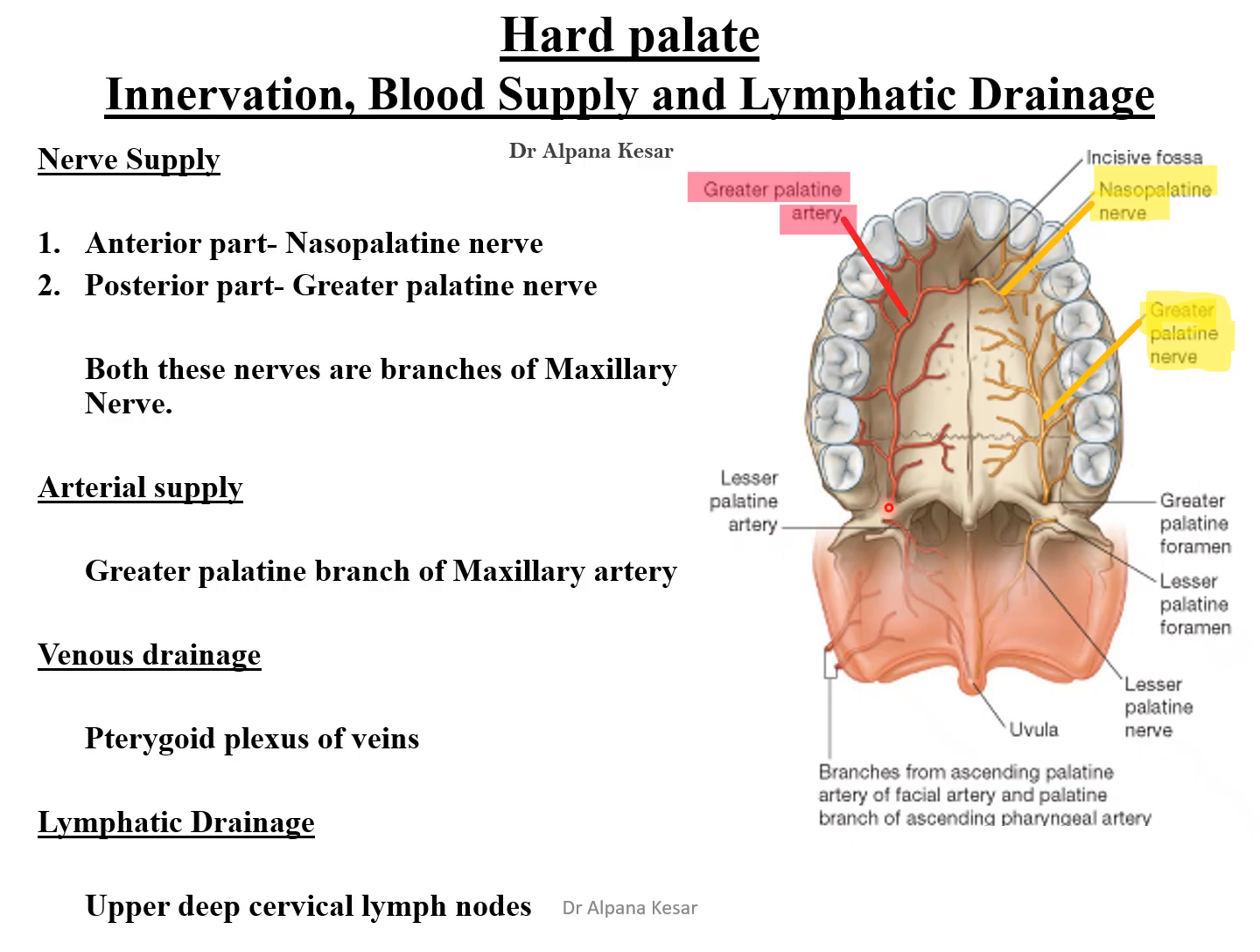Arterial blood supply of the hard palate is by greater palatine artery. Greater palatine artery is a branch of maxillary artery. Venous drainage is in the pterygoid plexus of veins. Lymphatic drainage is in the upper deep cervical group of lymph nodes.